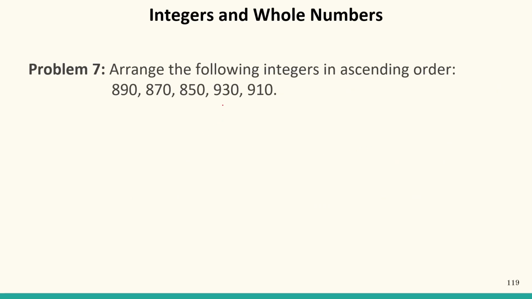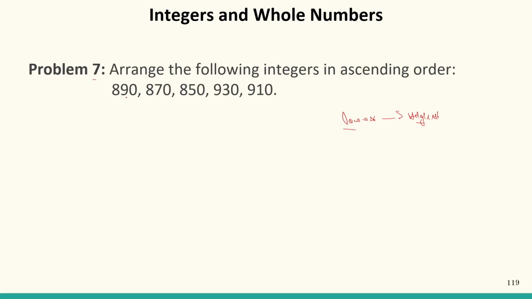So let's go forward with problem number 7. It tells us to arrange the following integers in ascending order. So what is ascending order? That is from lowest to highest. It isn't asking us to go forward from last to first or from highest to lowest. It tells us to go from lowest to highest.